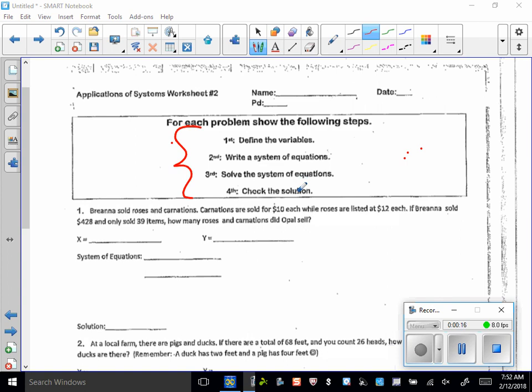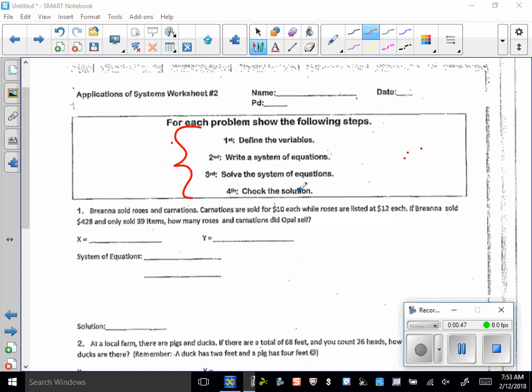It says, Brianna, so roses and carnations. Carnations are sold for $10 each, while roses are listed for $12 each. If Brianna sold, what is that, $428 and only sold 38 items, how many roses? I don't know why her name changed to Opal at the end because it looks like it did. But it says how many roses and carnations did Opal sell? So maybe her name is Brianna Opal. Who knows?